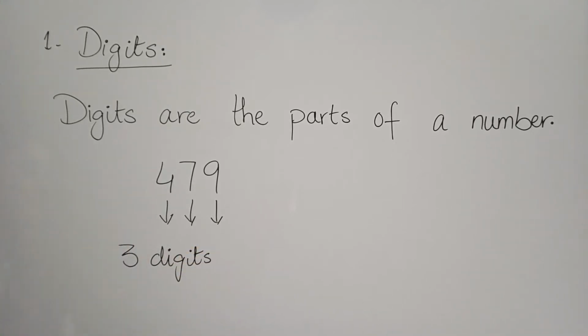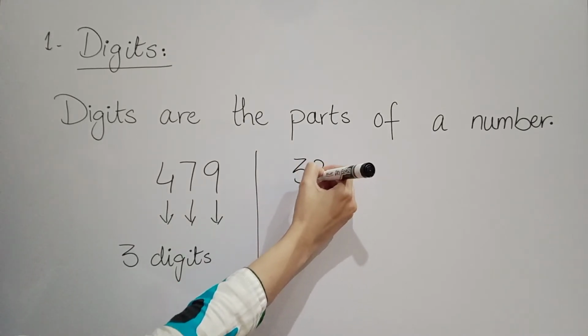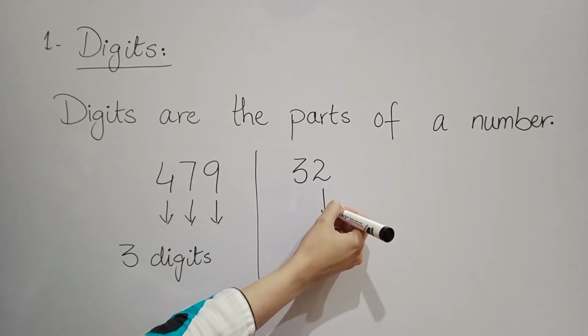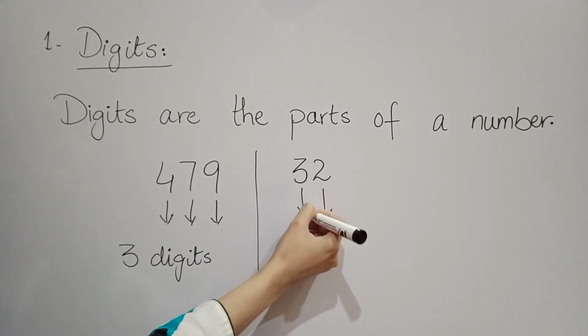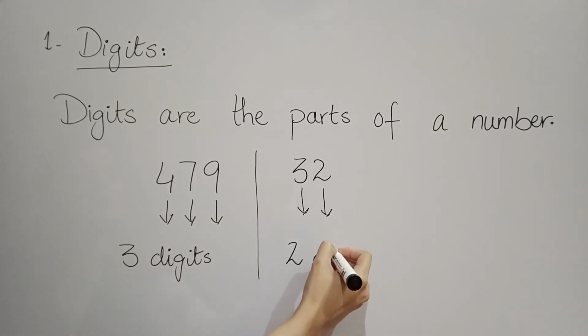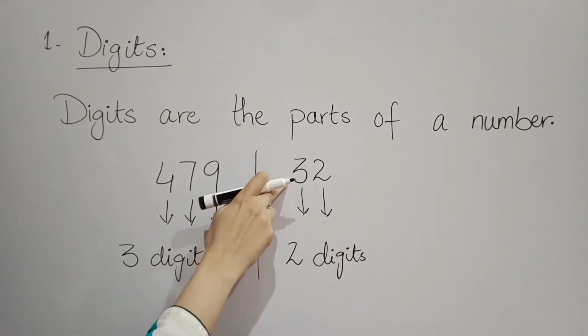479. Let's have another example. Let's say this time we have a number 32. Now, how many parts are there in a number 32? Let's count. 1, 2. So, yes, there are 2 parts or digits in the number 32.